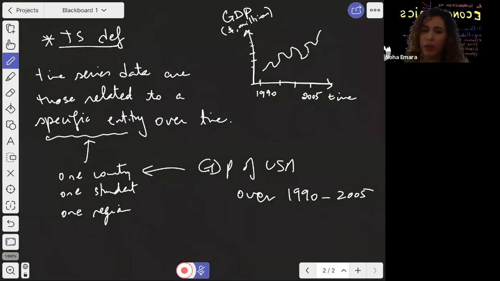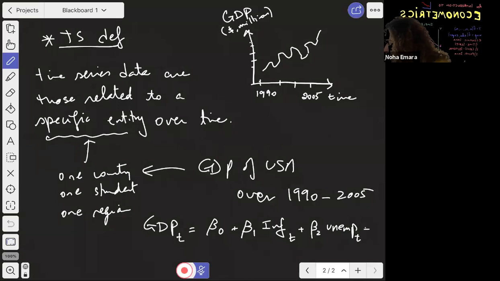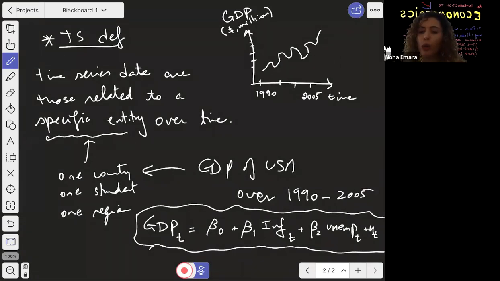Of course, I can have GDP as a function of inflation. So if I have the variable GDP and now I have a different notation, which is t, I don't have i anymore in this topic, GDP_t is equal to beta naught plus, I can think of what factors affect GDP, let's say inflation_t, again over time t, plus beta 2, let's say unemployment_t, plus u_t. So this is a time series model in which I'm trying to estimate the factors affecting GDP over time. And this is related to just one entity, for example USA, over a specific period of time, which has to be more than 1 year to be considered a time series. Here in our example it is from 1990 all the way to 2005.